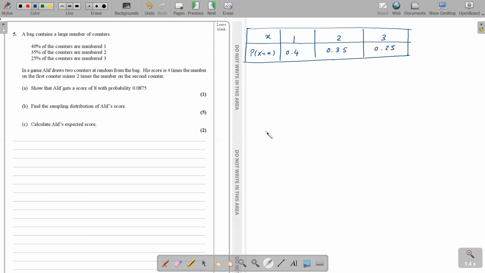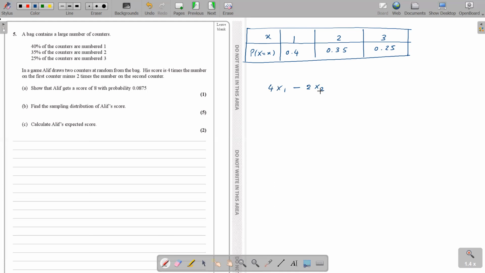In a game, Alif draws 2 counters at random from the bag. So there's a large number of counters, right? So this gives the respective chance of getting each counter. His score is 4 times the number on the first counter minus 2 times the number on the second counter. So 4 times what you get first. The first counter number we'll say x1, the first drawing, subtracting 2 times the number on the second counter, x2. Then they're asking you to show that Alif gets a score of 8 with probability 0.0875.